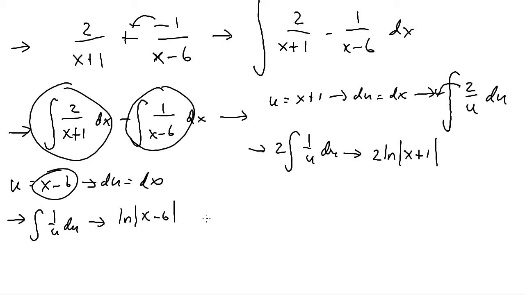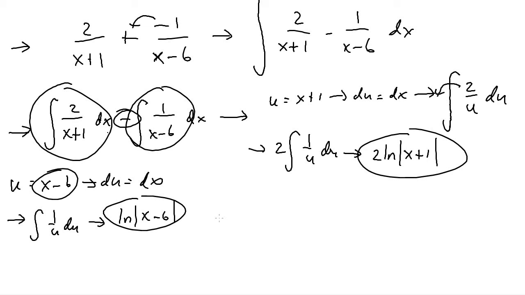Now that I've integrated, I can take what I've just found here, and I need to include that minus sign here. So the final answer is going to be 2 times the natural log of x plus 1 minus the natural log of x minus 6 plus c.